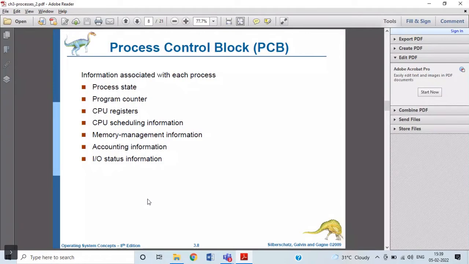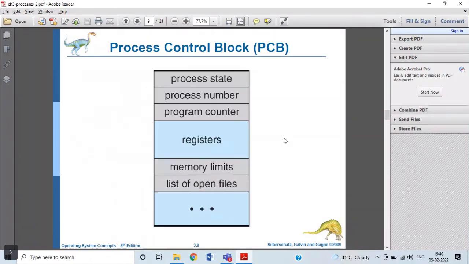For example, for each and every citizen we have a name and an Aadhaar card ID, and also a PAN number, and what are all the IDs we have? We have a mobile number, and if we have a two-wheeler or a four-wheeler, we have that number. Like that, each and every process will have these types of information, and this will be stored in a process control block.